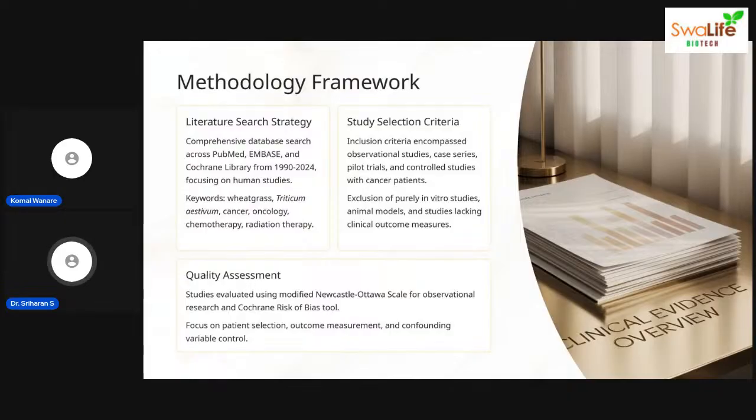Then another scale is the Cochrane risk of bias scale. This Cochrane risk of bias scale is majorly used for RCTs. So the Newcastle-Ottawa scale is majorly used for non-RCT, that is observational studies, but the Cochrane risk of bias tool is mostly used for the RCT side. It is one of the gold standard tools, and it is currently the most used tool.